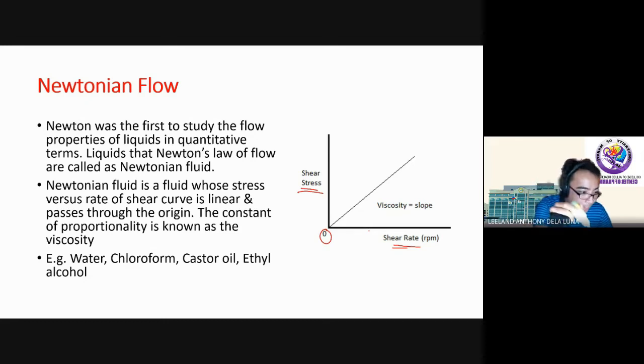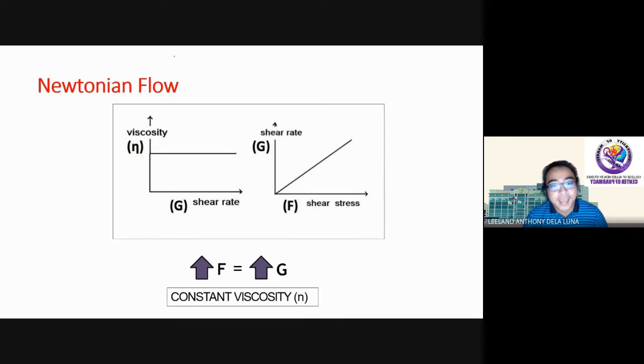Pag inalog ko ganyan yung tubig, class, mabilis din yung pag-flow niya. Alright? So the higher the stress, the higher be the shear rate or yung pag-flow ng ating fluid or ating liquid. Okay? Now, class, with respect to viscosity naman, sabi natin, class, if it's a Newtonian fluid, viscosity, class, never changes. Okay? Constant ang viscosity ng Newtonian fluids.